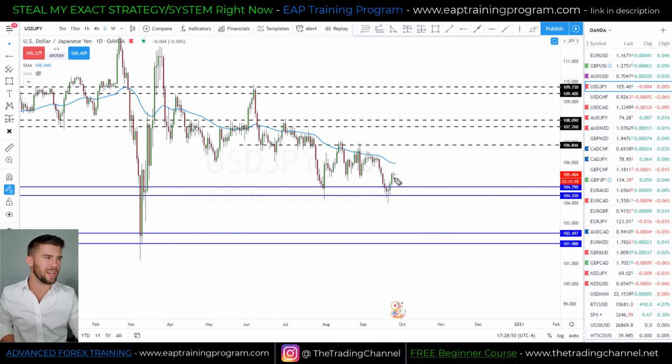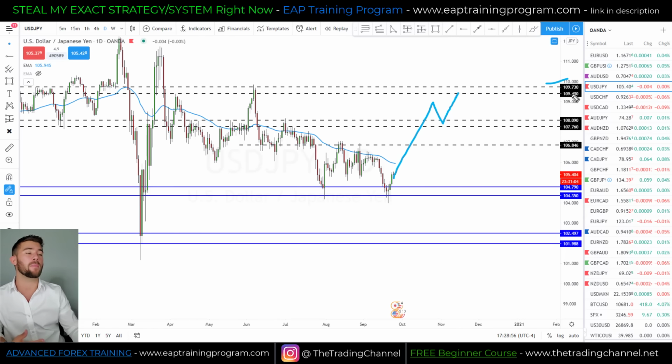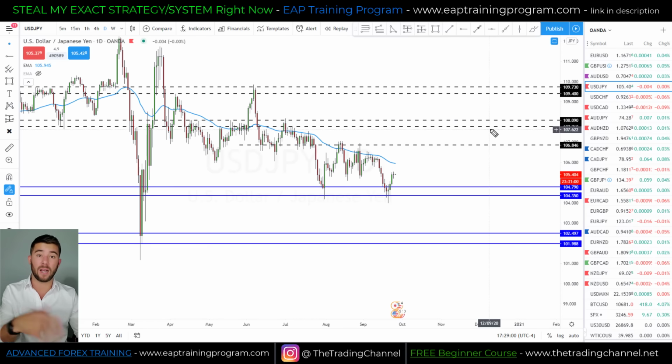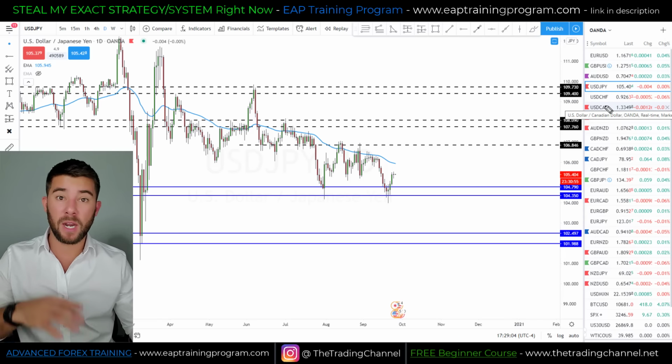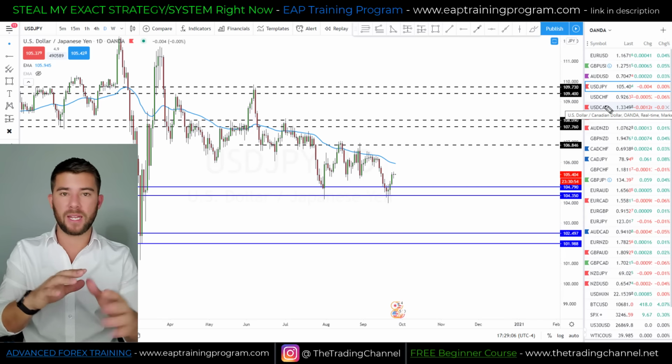I don't think we have to worry about it, but if we by some chance get up to around 110, then I'll be looking between 109.4 to 110 for possible shorting trades out of the dollar yen throughout the next couple of weeks. Finally, moving on to our last pair.